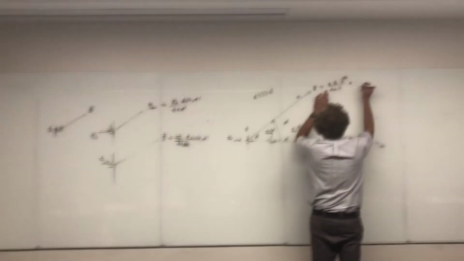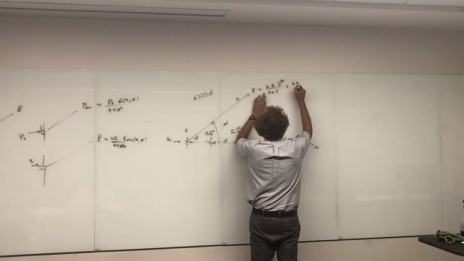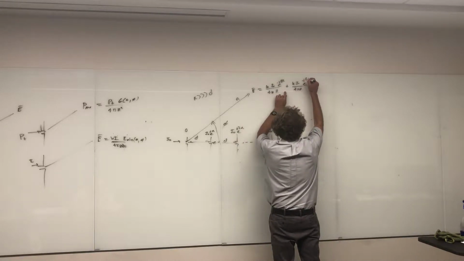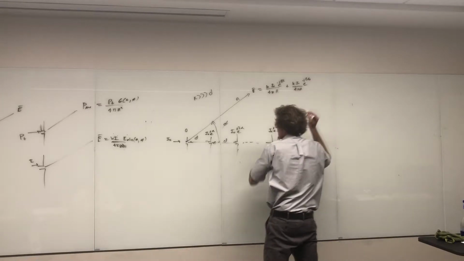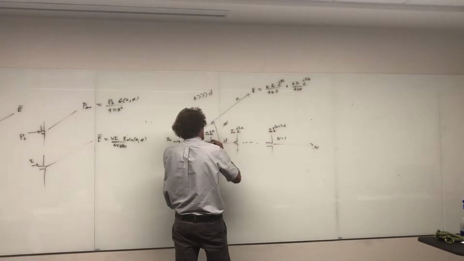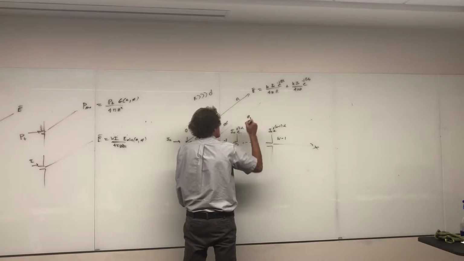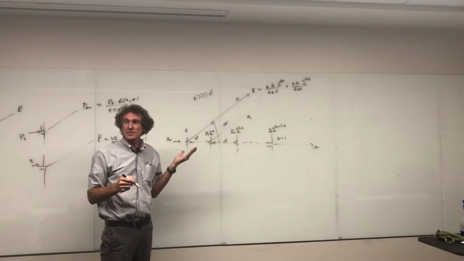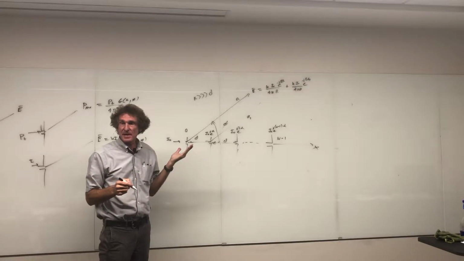Plus the second one. Now that's going to be k I naught over 4 pi r, right? But now it's going to be e to the minus j beta r1. And here I got to do this. Now this distance is r1. They're parallel rays. They're both going virtually to the same point. You're with me? That's the idea.